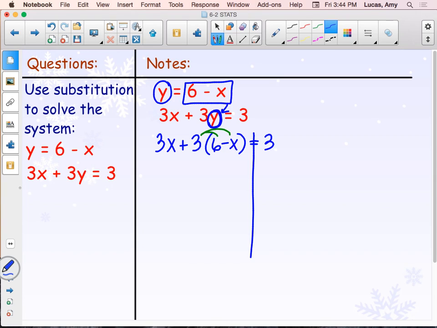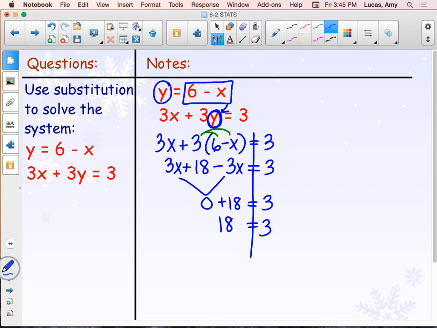It's 3 times y, so it's 3 times the entire quantity, 6 minus x. 3 times 6 is 18, and 3 times x is 3x. Bring down the 3x plus, and equals 3. Now what happens on this problem, when I put together 3x minus 3x, they actually cancel out. So 0 plus 18 equals 3. 0 plus 18 is 18. 18 equals 3.